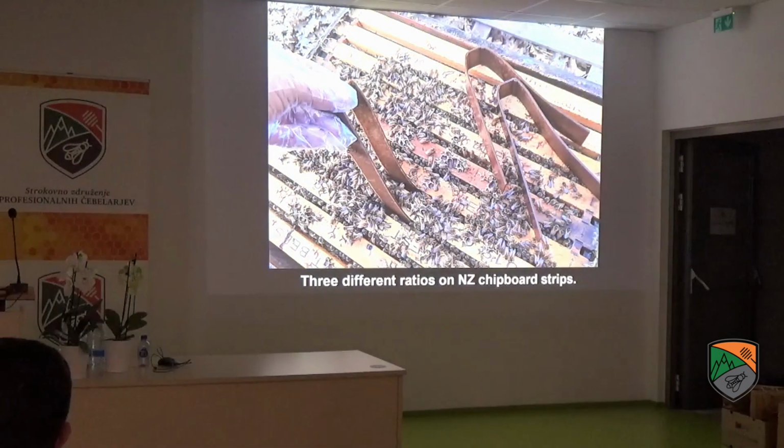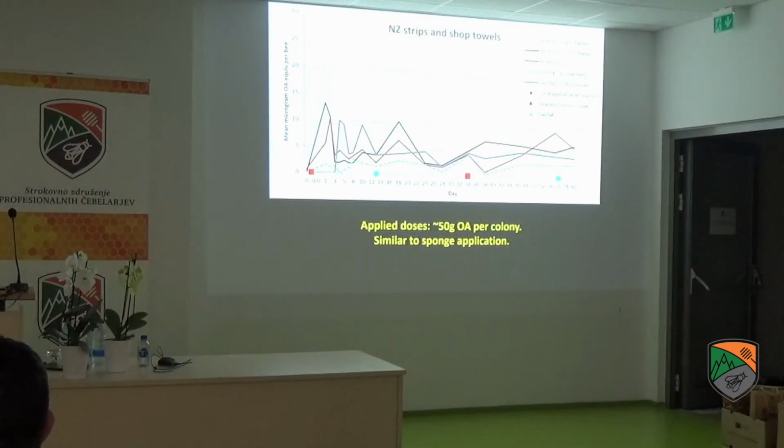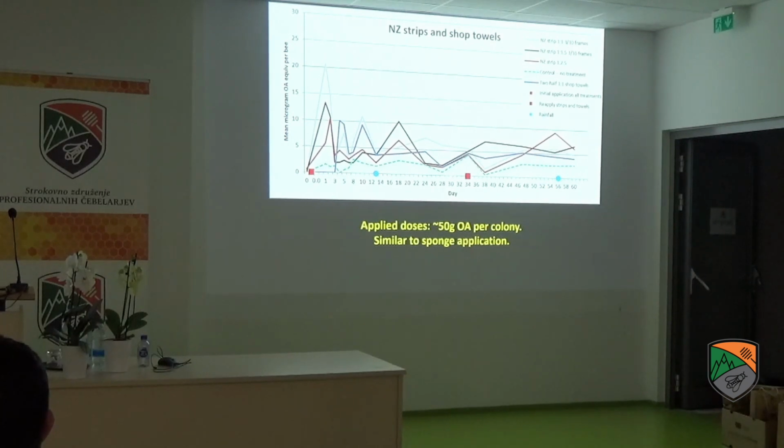And here's the New Zealand chipboard strips. A manufacturer in New Zealand was gracious enough to send me a bunch of these. They're already pre-cut, so we could then apply them with 3 different ratios. And then also the shop towels. So, here's the shop towels. We applied them 1 day later. They had a nice big spike at first and then dropped down here.